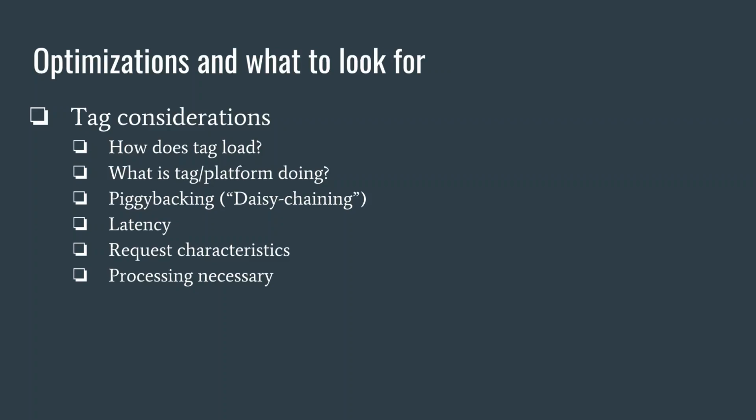The other final piece here is the processing necessary. How much processing power is necessary for whatever this tag, whatever this platform is doing, to actually complete? Some scripts take more to execute than others, more CPU, and you can start looking at things like tag load start time versus end time to get an idea for that.